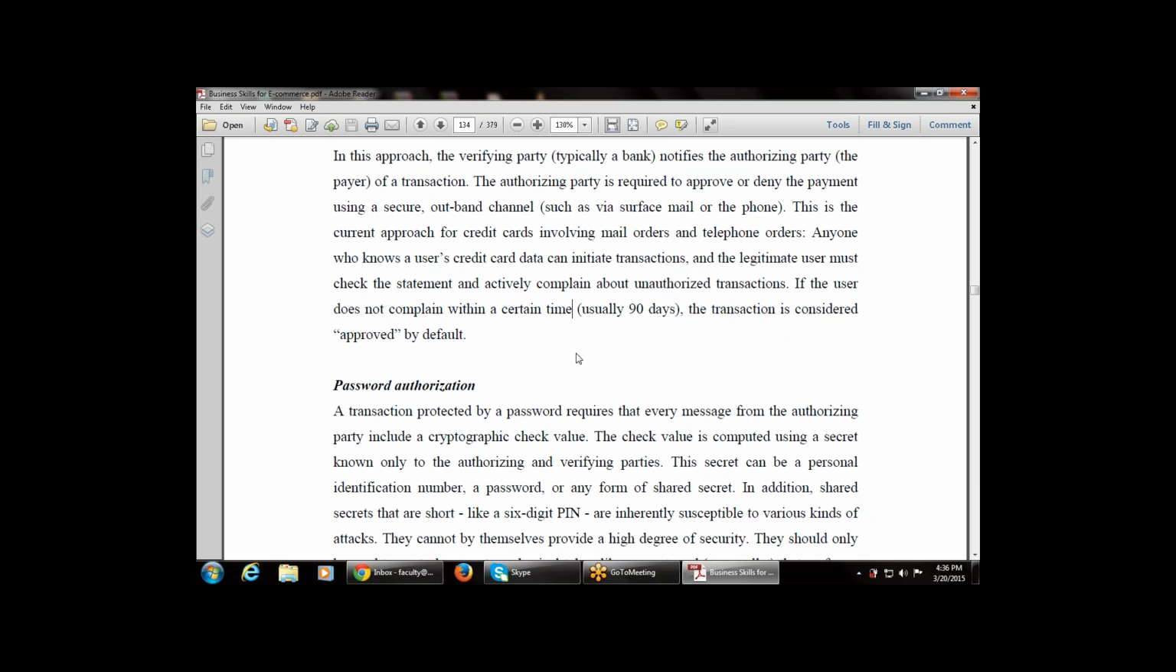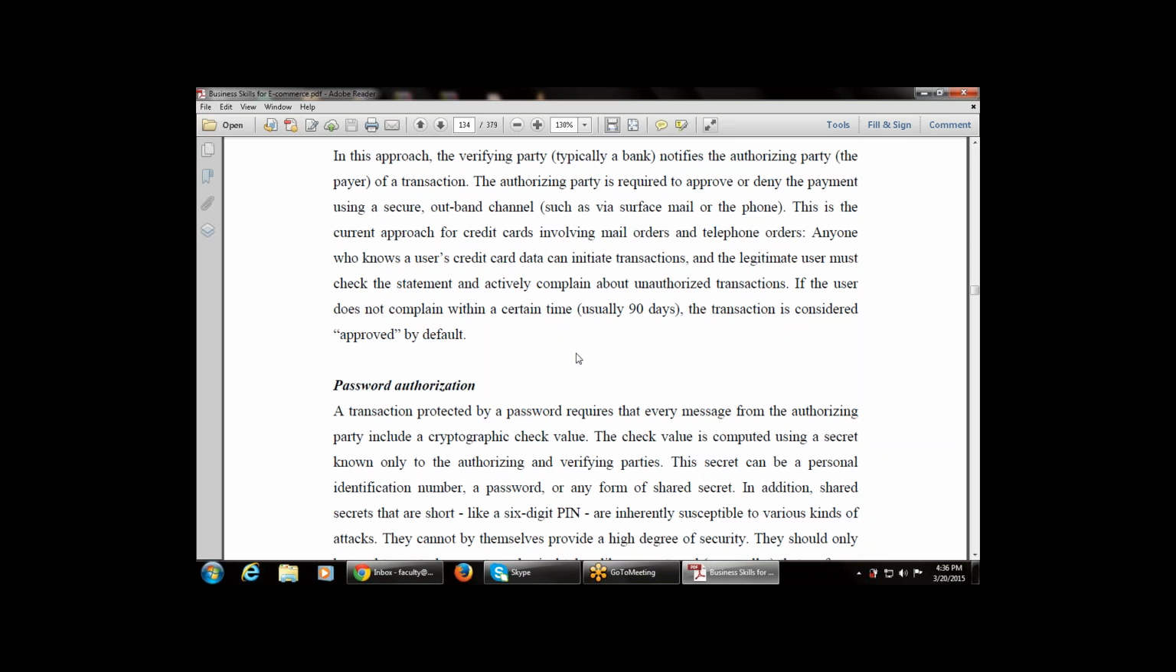Now, next is password authorization. These are the authorization requirements, the main differences between the requirements of e-authorization, used as a payment procedure. In this, the password is already set. You can change the password and authenticate the password. A transaction protected by a password requires that every message from the authorizing party includes a cryptographic check value.